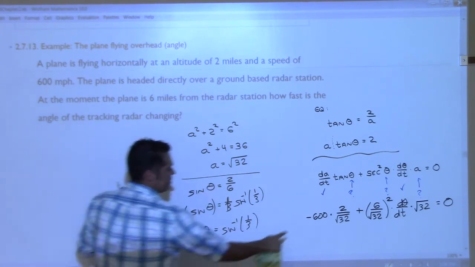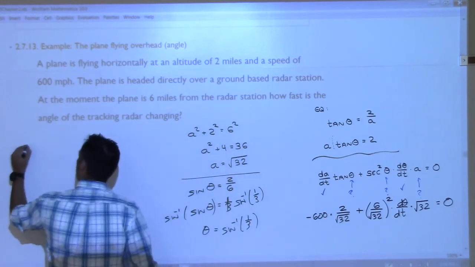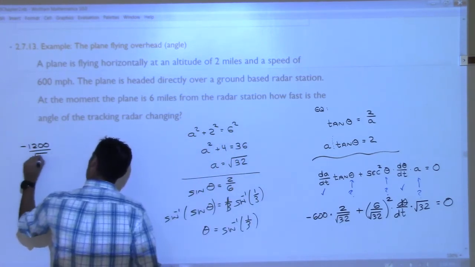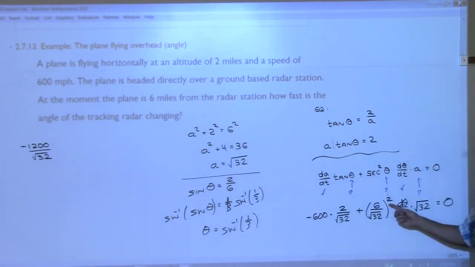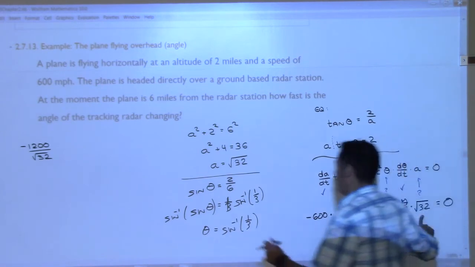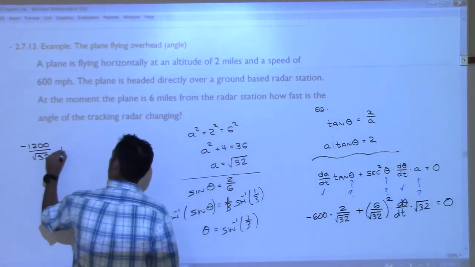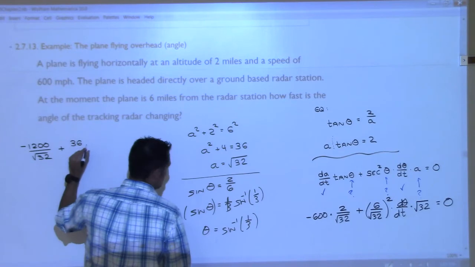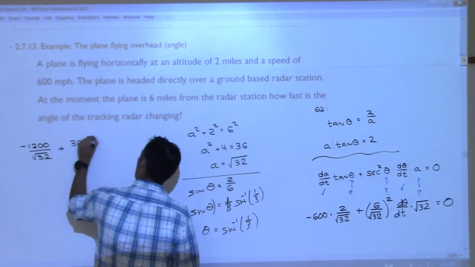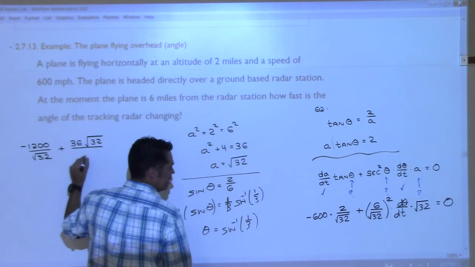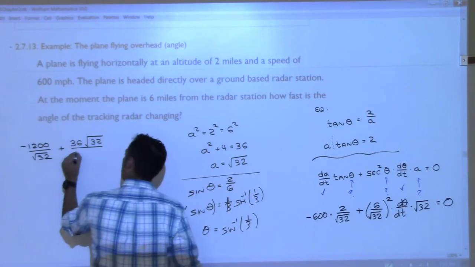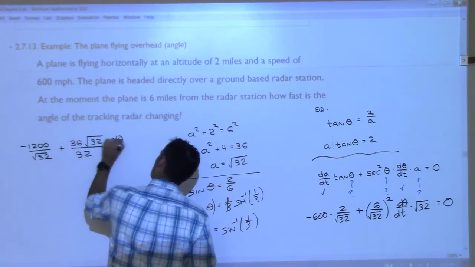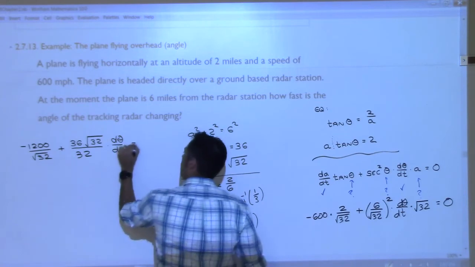So let's see. These two multiply together. I get negative 1,200 over root 32. And then what about all this stuff? If I square the top, square the bottom, 36 over 32, but then times the root 32. So plus 36 over 32, which is 9/8. You could reduce it, yeah. I'll do all reducing, I guess, in a second. 32 on the bottom, just 32, not root 32. And then d theta/dt, and then equals 0.